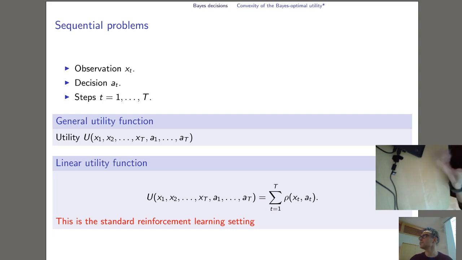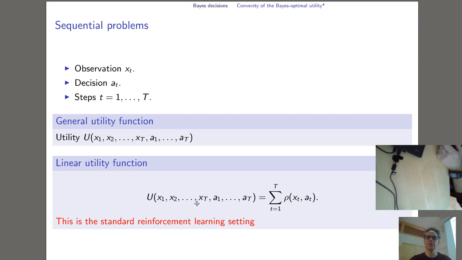So far we had this problem where you observe some stuff and you make some decision, very simple. But now we consider problems where you have sequential decisions to make. At time t, you see some observation, x_t. You make a decision, a_t, and you go through steps 1 to capital T. In general, how much you get in the end might depend in a complicated way on what you have done in the past and what you have seen in the past.